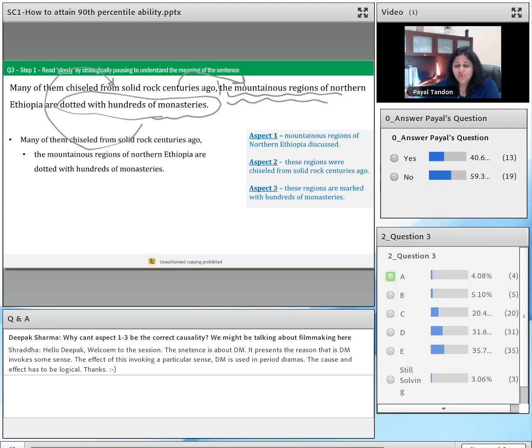So over here, I'm showing you the step-by-step thing that we've been doing till now. Aspect one is that mountainous regions of northern Ethiopia have been discussed. These regions were chiseled from solid rock. Again, this is what the author is saying as is. And these regions are marked with hundreds of monasteries.